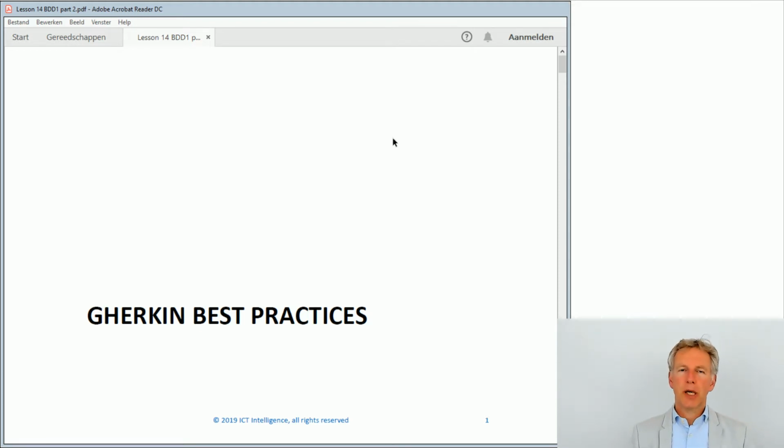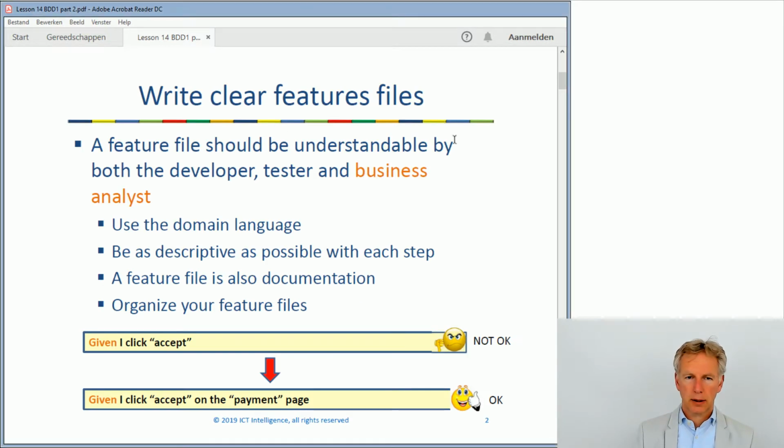So let's look at some best practices for Gherkin. The most important thing is that the feature file should be well readable by the business, the product owner, in the language of the domain, and be as clear as possible for everybody. That's the main part of behavior-driven development. Here you specify your examples.